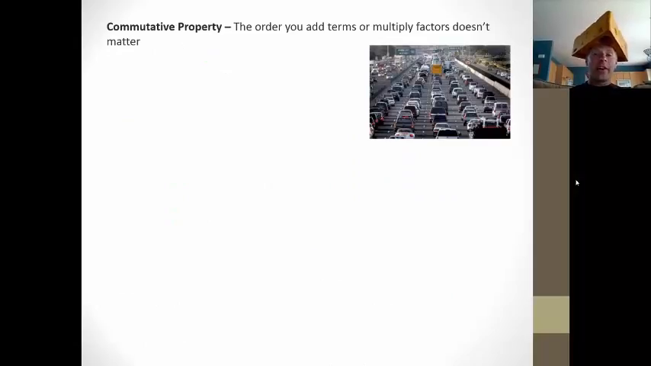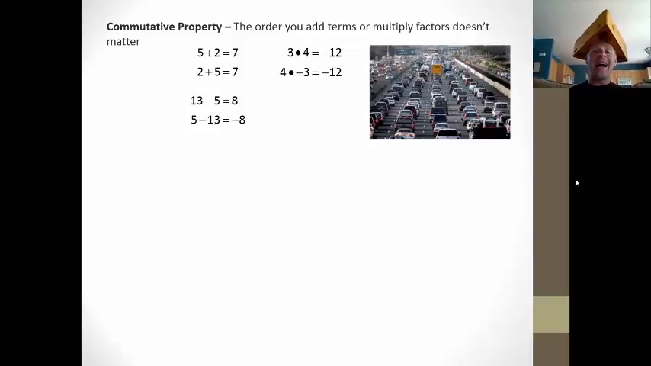Okay, so let's talk about another property here called the commutative property. Now, you might have heard the word commute if your parents have to travel a distance to get to work. And what commuting is essentially is trading places, going from one place to another. And what our commutative property says is the order we add terms or multiply factors doesn't matter. So 2 plus 5 or 5 plus 2 gives us the same value. Negative 3 times 4 or 4 times negative 3 gives us the same value. This is not true with subtraction. We can see if we flip the order of subtraction, we get different values. Same deal with division. We flip the order, we get different values. So the commutative property is only for addition and multiplication.